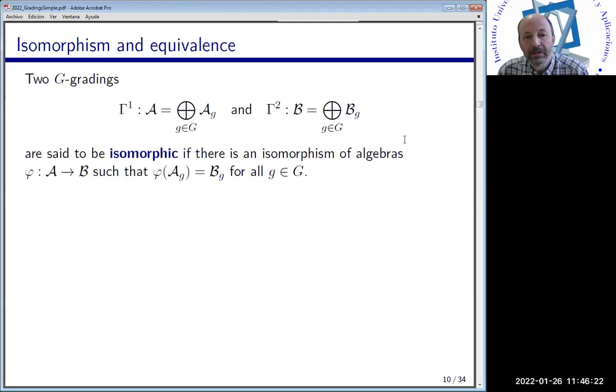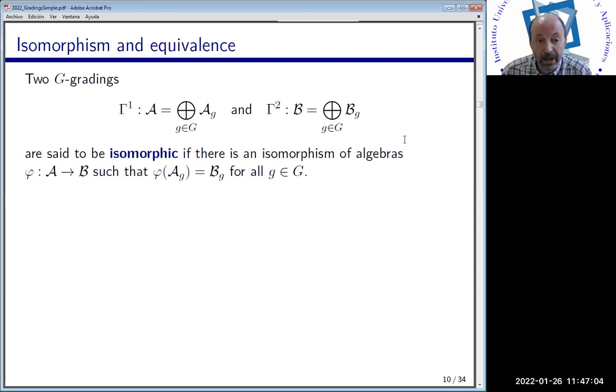Now, I already told you, sometimes we consider the category of G-graded algebras of some variety, and therefore we fix the grading group G. Well, if we are interested in fixing the grading group G, the natural notion of equivalence of gradings is this notion of two gradings being isomorphic if there is an isomorphism of the corresponding algebras that takes the homogeneous component of degree G to the homogeneous component of degree G in the second algebra.